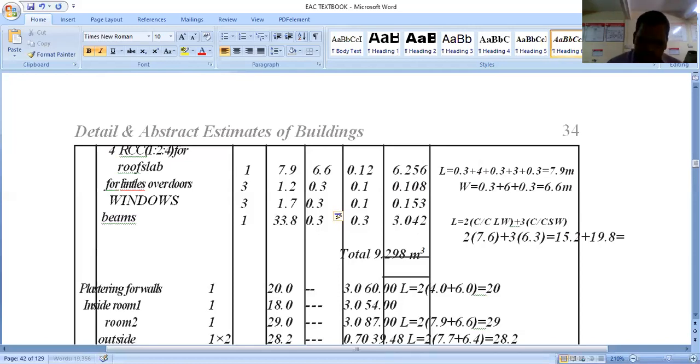And that will be equal to 15.2 plus 19.8, which equals 35 running meter. So here the length will be 35 running meter. Okay, so the 35 running meter will be the total length of the beam.